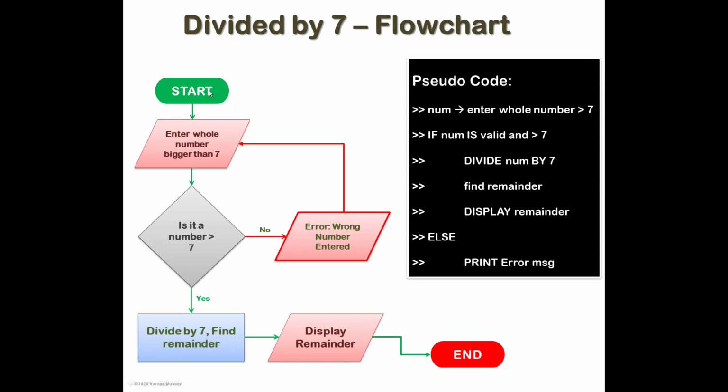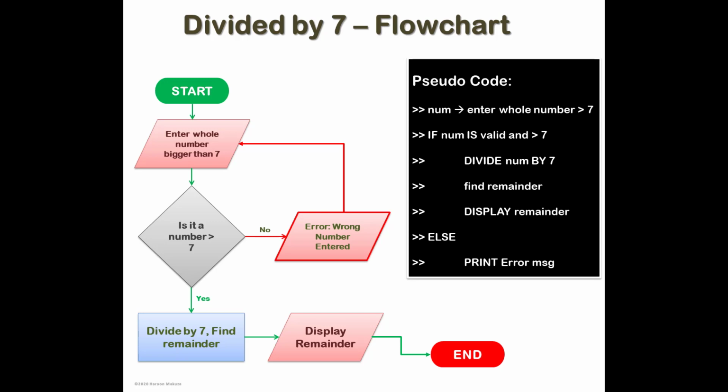Same with the flowchart. It starts, then you have this parallelogram, an input and output, and it says enter whole number greater than 7. Then it's going to check. That's a decision maker. What this does is check if the number is valid. Is it a number? Is it greater than 7? It could be an even number, and still the answer would be a 0, because there will be no remainder if there isn't one.